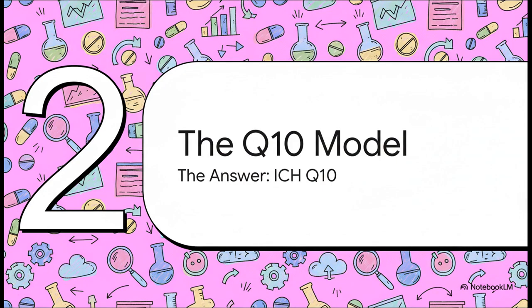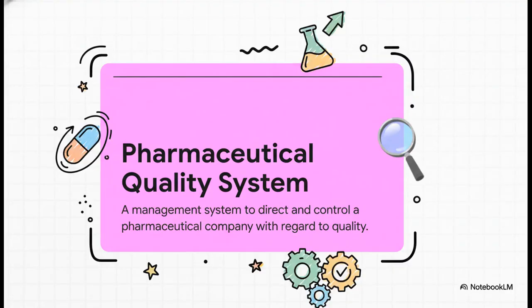And that brings us right to the solution, the ICH Q10 model for what we call a pharmaceutical quality system, or a PQS for short. So what is a PQS, really? The official definition calls it a management system to direct and control a pharmaceutical company with regard to quality. And the most important words there are management system. That signals a massive shift. We're not just talking about procedures in a lab anymore. This is a top-down, holistic approach that guides the entire organization.